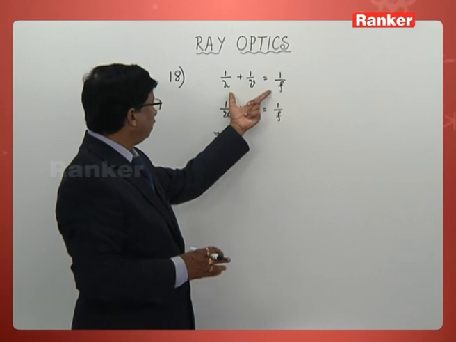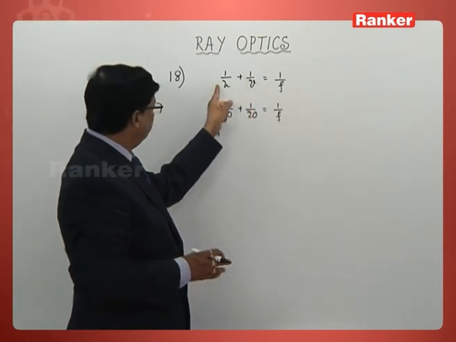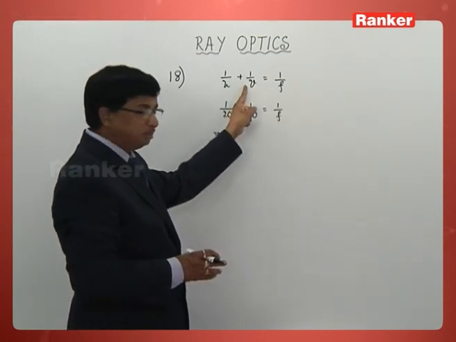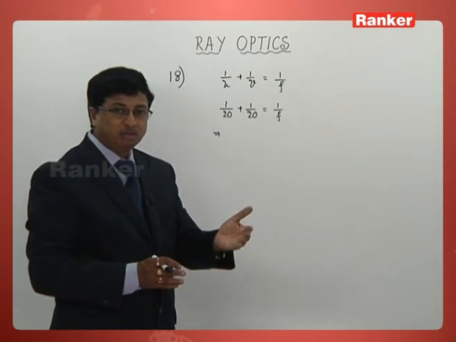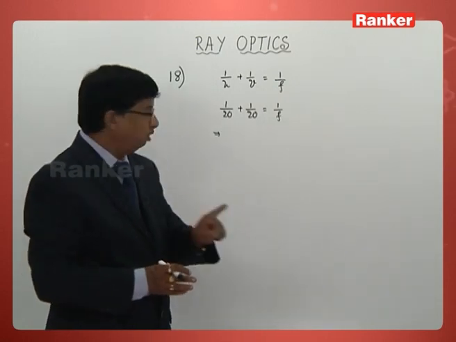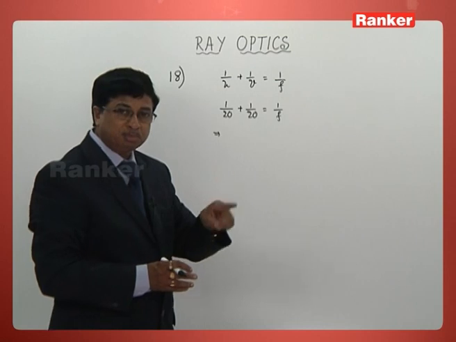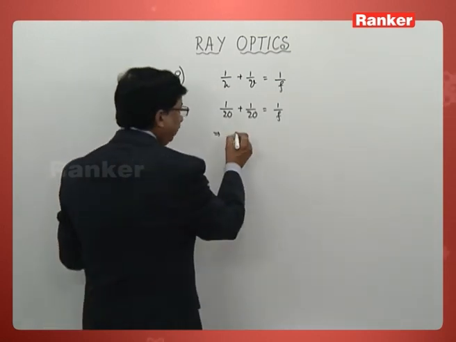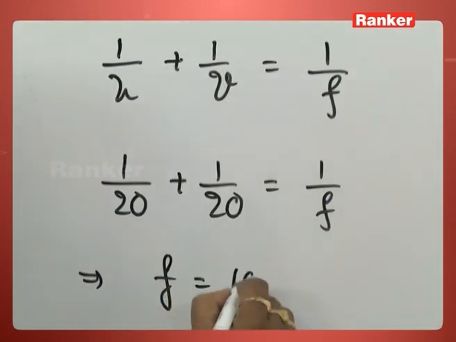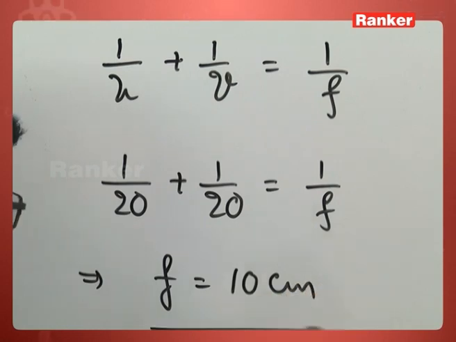Otherwise, what is the general convention over here? u becomes negative, v becomes positive, and f also becomes positive in the case of a convex mirror. But here this u also becomes positive. So what will now be the value of f there? It now is going to be 10 centimeter.